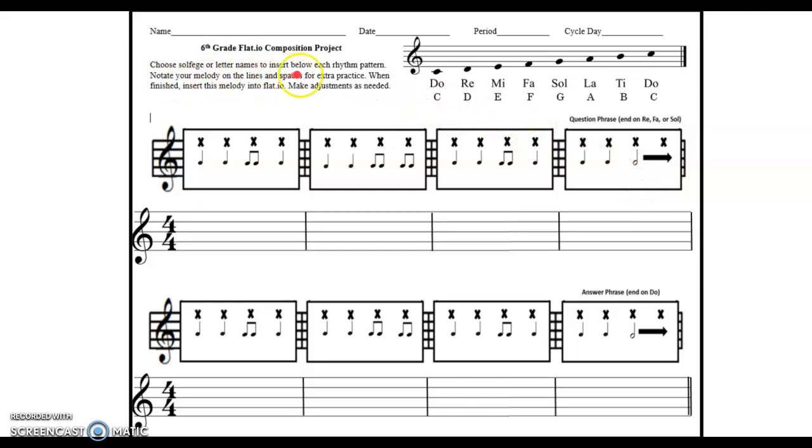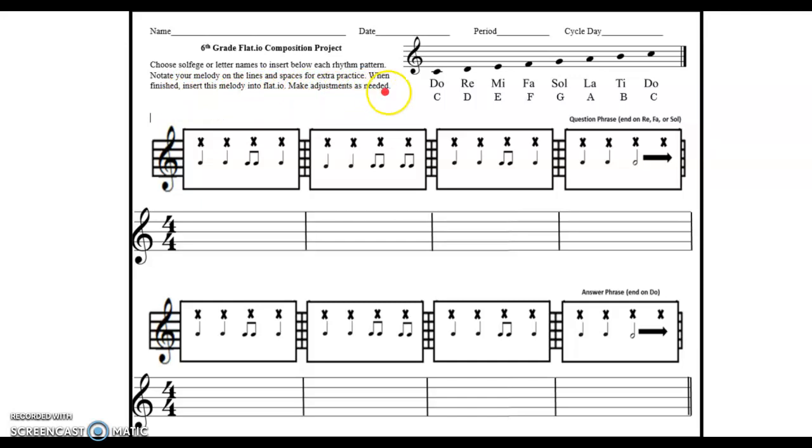Choose solfege or letter names to insert below each rhythm pattern. Second, notate your melody on the lines and spaces for extra practice. It says extra practice, but this is a step that you need to complete. So if I wrote do for my first rhythm, I'm going to draw on the staff where do is and draw that rhythm on the staff. I'm going to look up here so I can compare and make sure I put my do in the correct place for our unit.